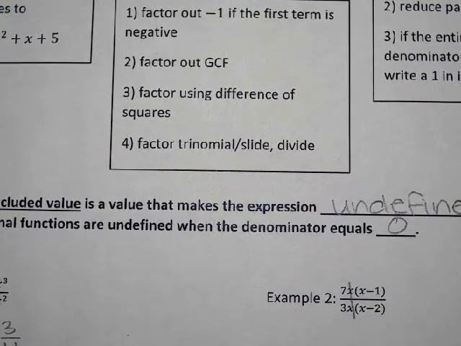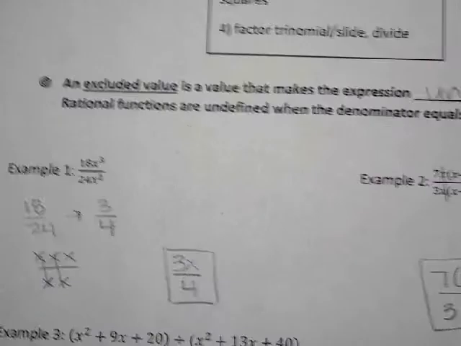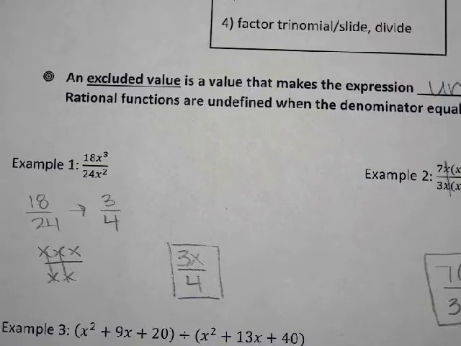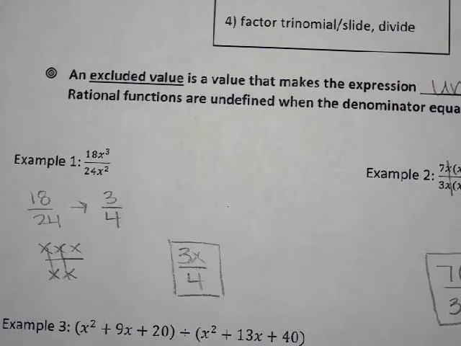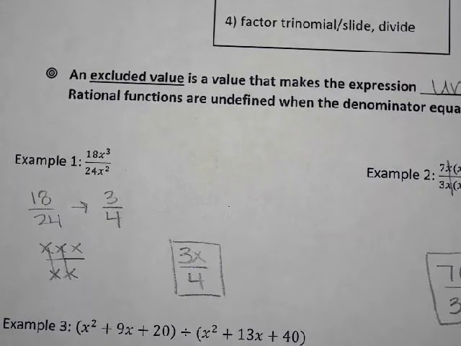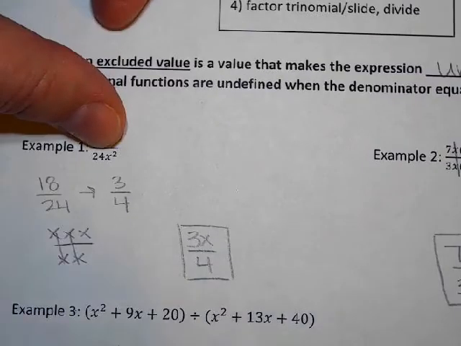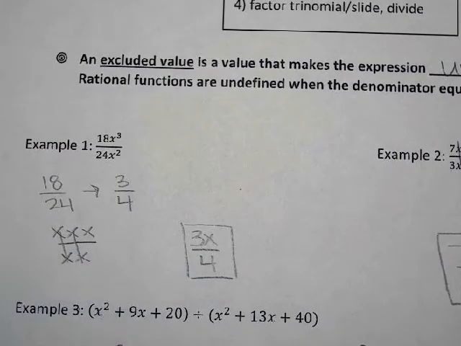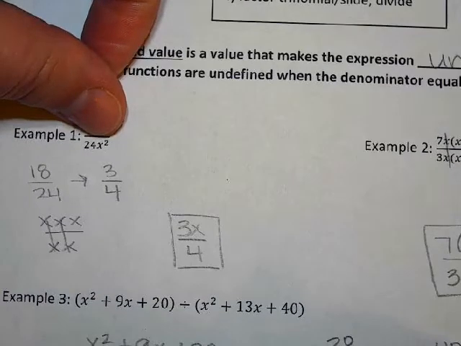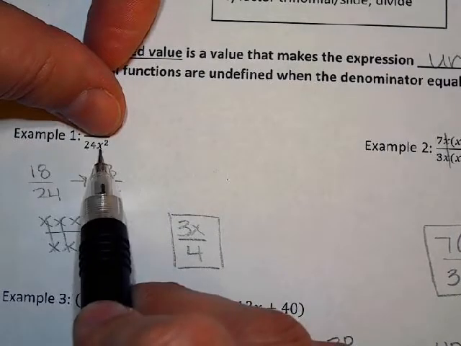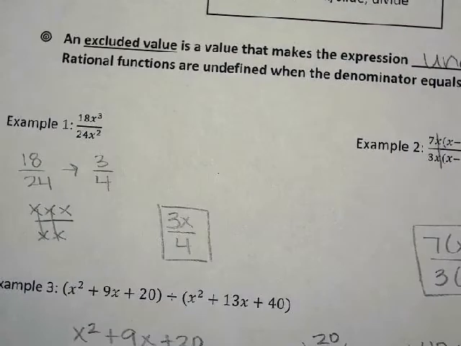You take the bottom, you set it equal to 0. And that's how you find the excluded values, okay? You do the bottom equal to 0 at the beginning of the problem, not the end. And it's usually easiest to do it in the factored form if it has a factored form. So when we look for the excluded value for this one, let's go ahead and switch colors. If you have another color pen, this would be a good time to use it.